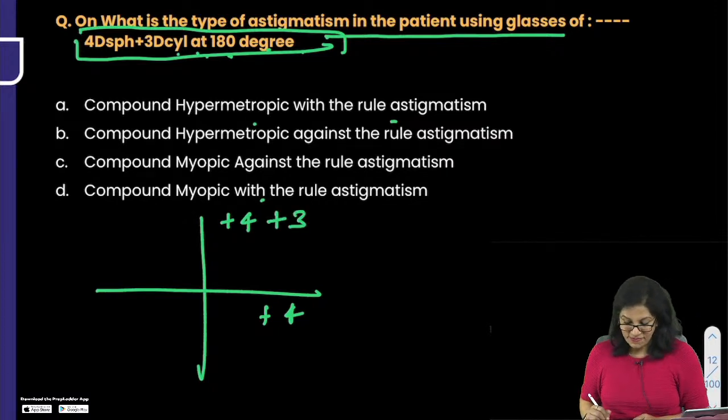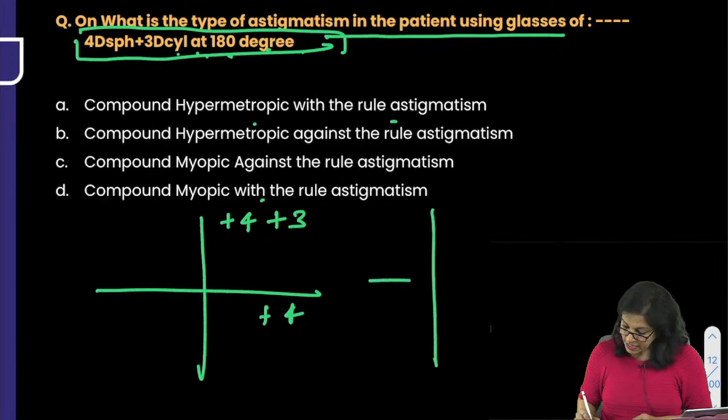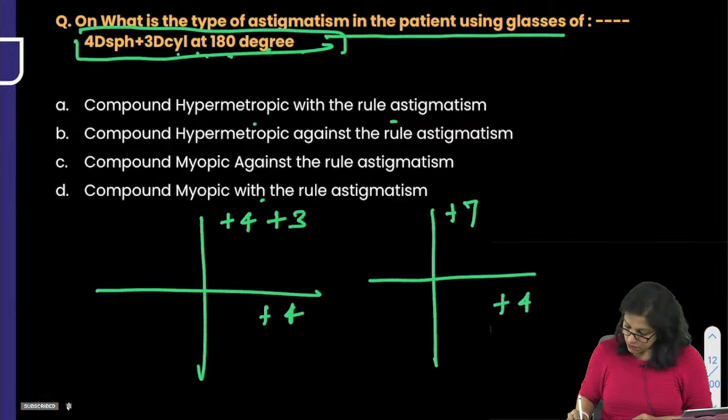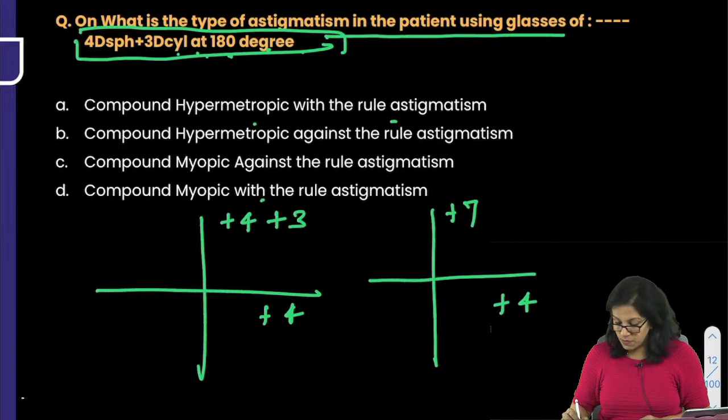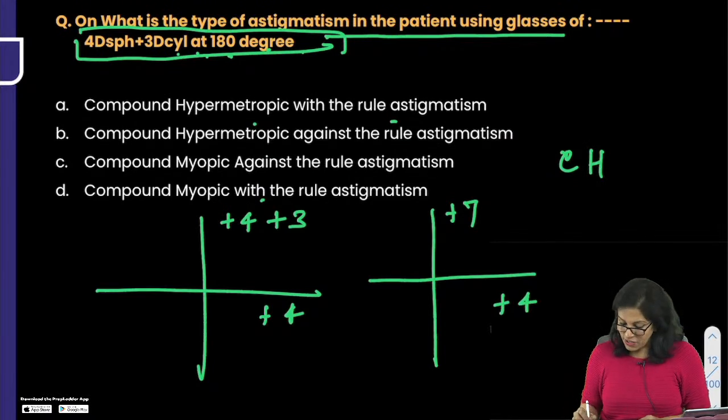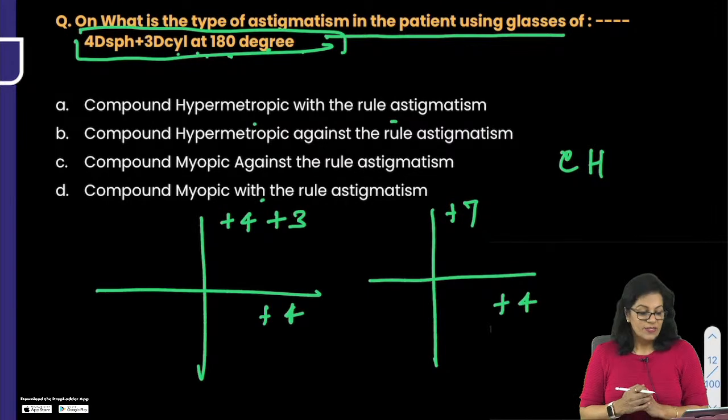So if I say +3 diopter cylinder at 180, it means +3 I will put at 90. Okay? So if I put +3 at 90, the retinoscopic reading of this whole thing comes to +7, +4. Everybody knows both plus means it is compound hypermetropic. So that is simple. Is it with the rule or against the rule? So this is the trick.